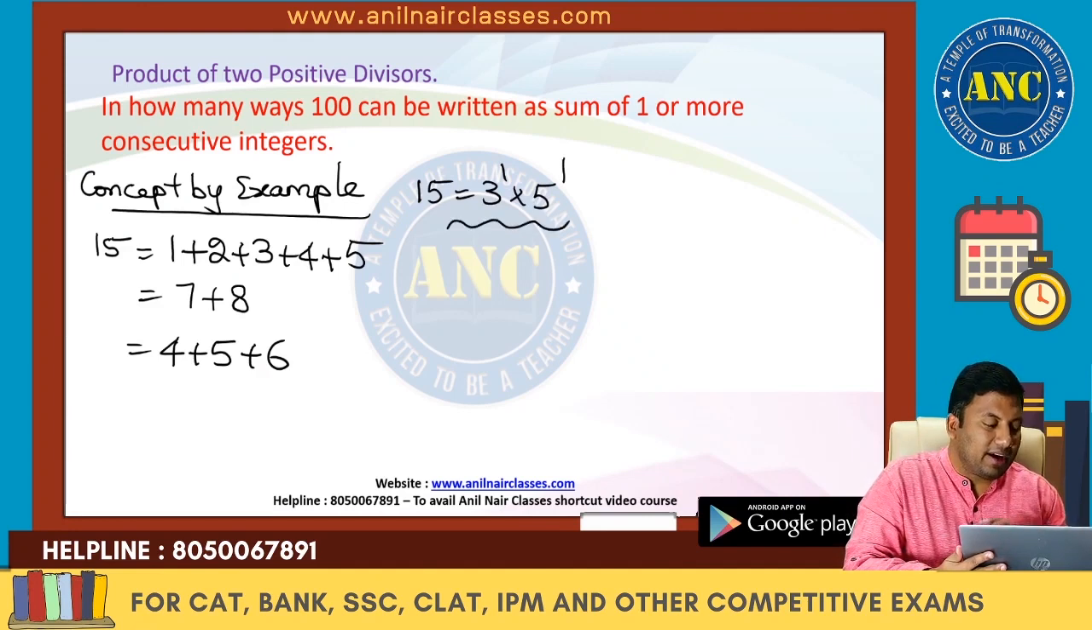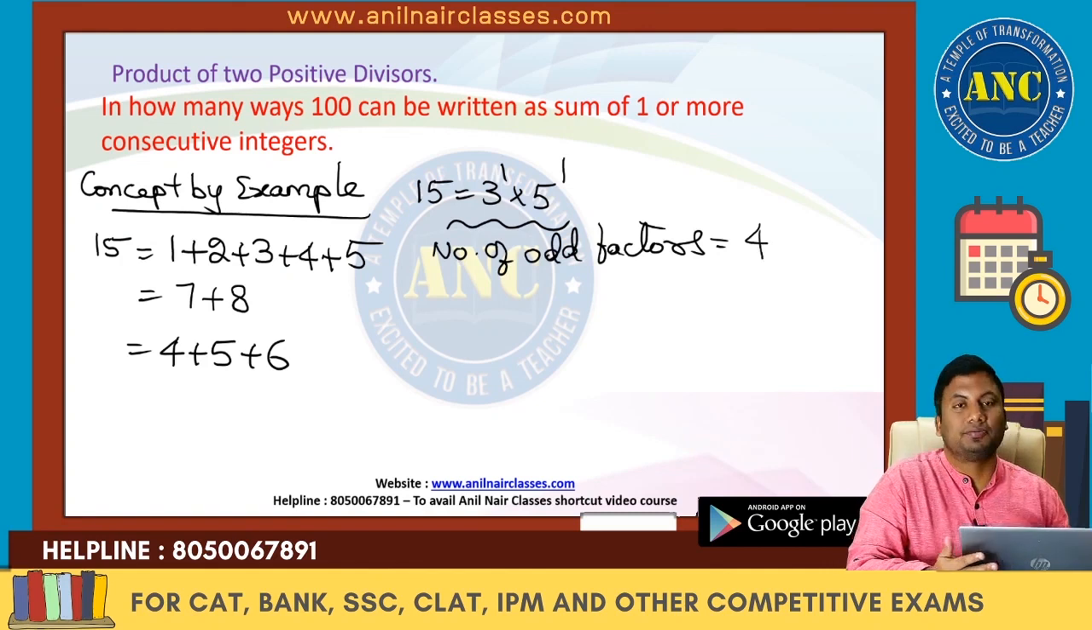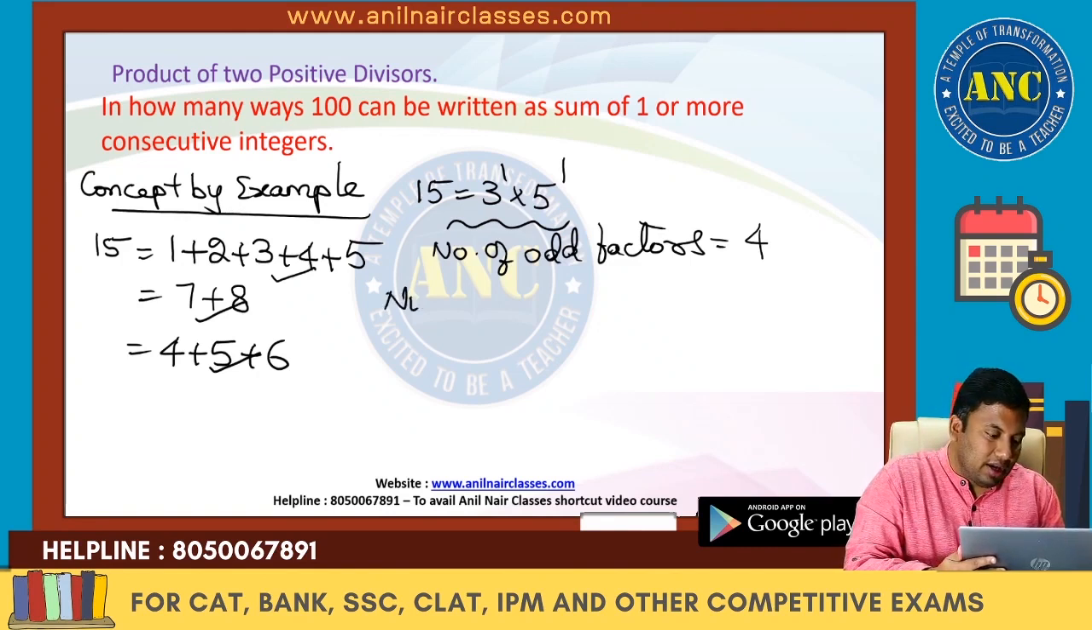How many odd factors are there for this number? The number of odd factors is 4. How many ways did I get? I got 3 ways. Please write down this one. Number of ways. I will also give you the proof.